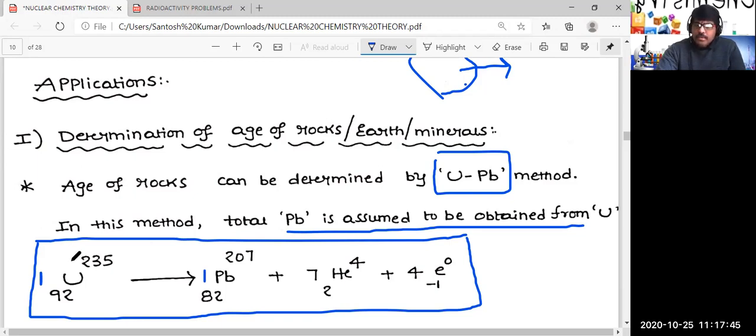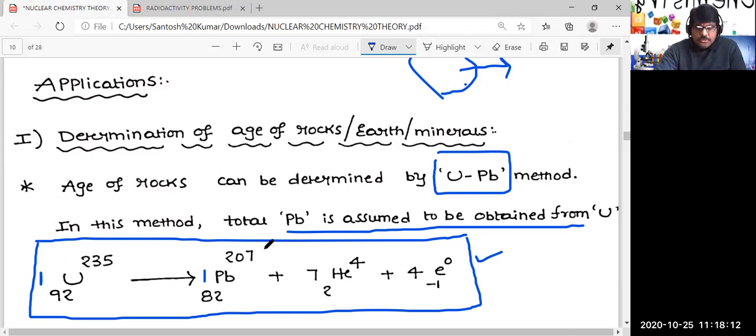If you know the amount of uranium present in the sample and the amount of lead, or instead of lead, sometimes they may give helium data also, we have to make use of that data to find the age of the rock. And it is very clear this is a radioactive disintegration reaction. You already know all radioactive disintegration reactions follow first order kinetics.